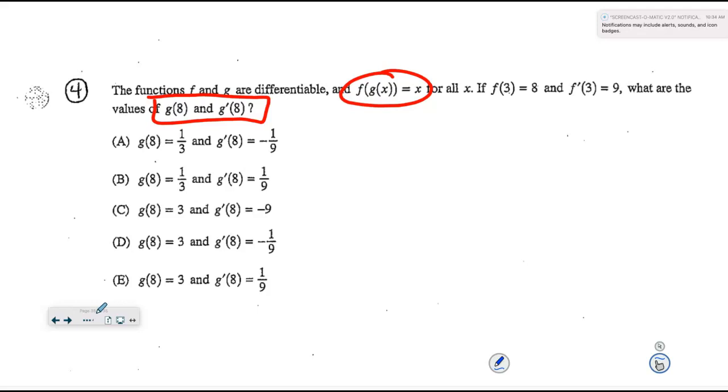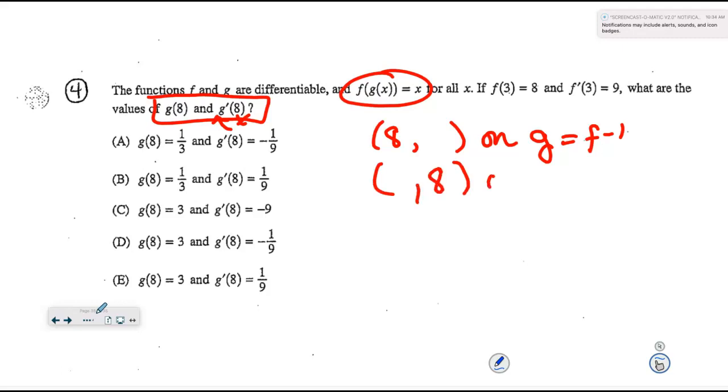I have 8 comma something on the inverse function. This is the x value on g. g is f inverse. So something comma 8 has to be on f. Agreed? What's going in this slot? It's always easy to find. 3, 3. Actually, I could take these out right now because my g of 8 is 3, right?